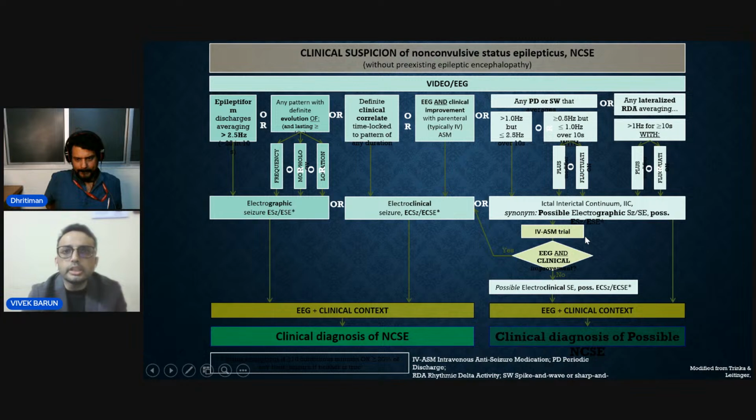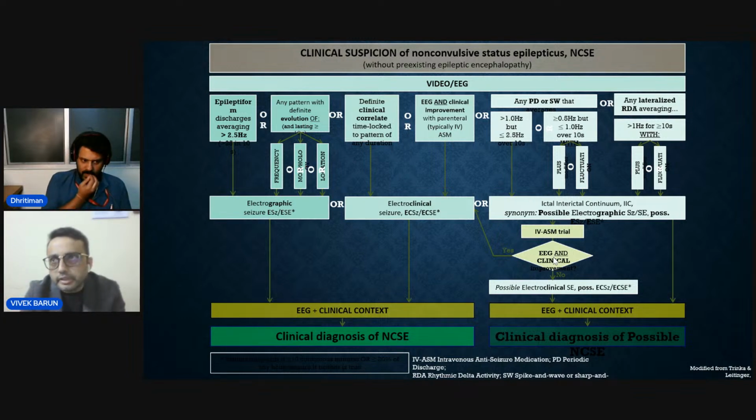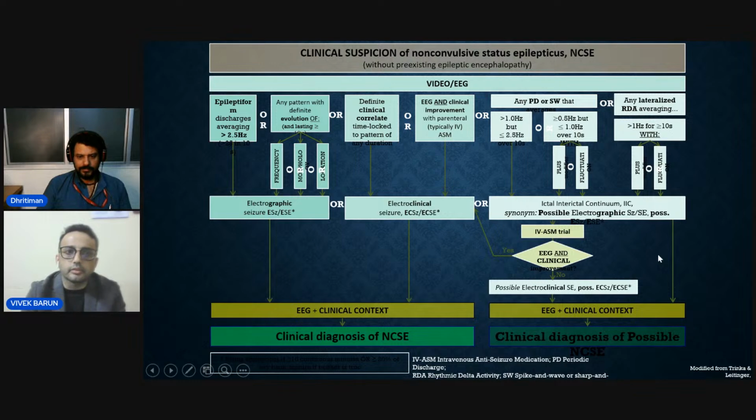In the ASM trial, you can give either a benzodiazepine or another anti-seizure medication. You can give levetiracetam, lacosamide, valproate, or brivaracetam, or alternatively, you can give midazolam or lorazepam also. And then you have to check for EEG and clinical improvement. In clinical improvement, for example, if your patient was aphasic, as I just showed you in the video, and after giving the anti-seizure medication that aphasia improves and the EEG gets better, then you can diagnose NCSE. There is a criteria also, which I will show you in the next slide.